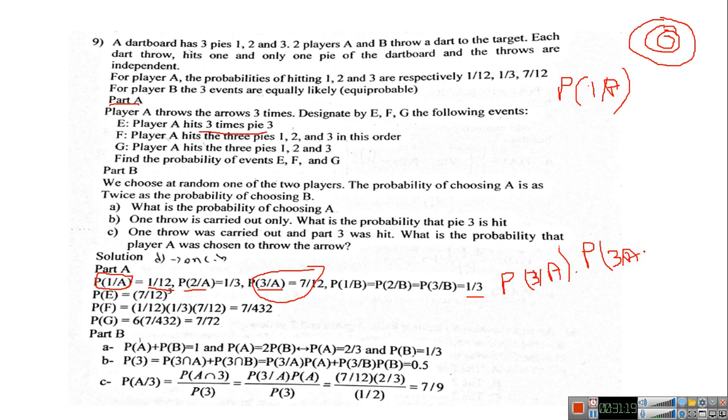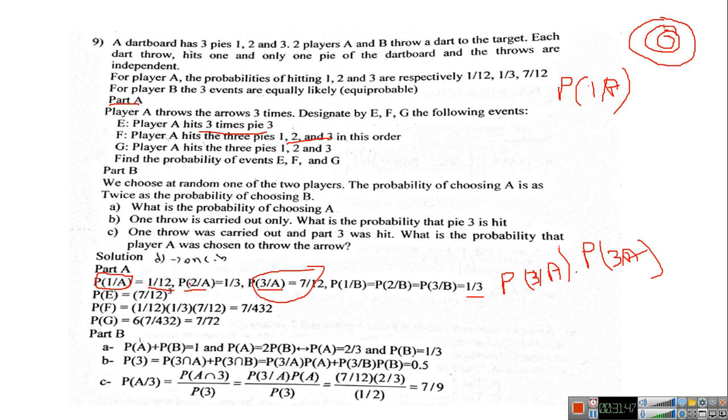And I write it a third time, so it's (7/12)^3. After player A hits the three pies, 1, 2, 3 in this order. You know what I told you, that when you want to use independence, the order is important. If you put P of 1 knowing A times P of 2 knowing A times P of 3 knowing A, it means that he's going to hit pi 1 first, then pi 2, then pi 3. So I do this order.